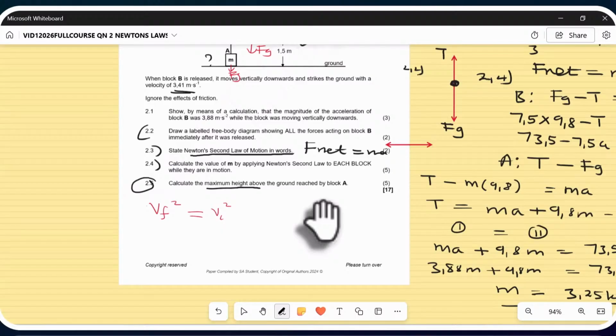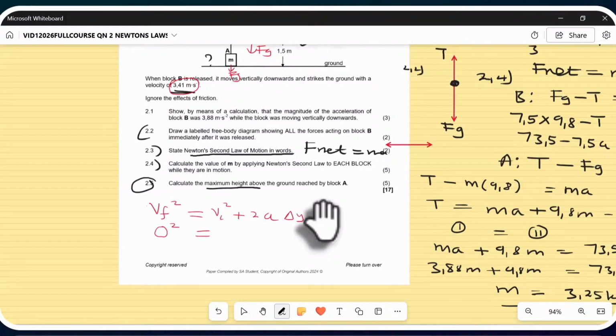Somebody can ask why. Because it makes sense. The blocks were together, attached with a string, and when block B hit the ground, this velocity for block B is the velocity for block A, because they were stuck together by the rope. So I'm going to put here 3,41. Don't forget it must be squared. Then plus 2a.